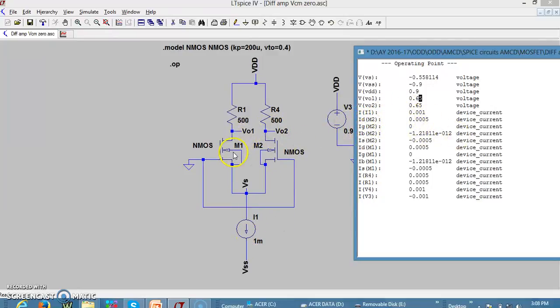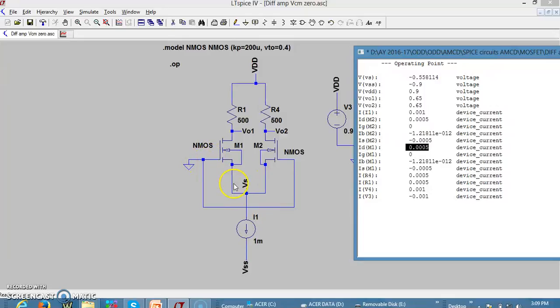You can see the current flowing through M1 and M2, that is the drain of M2 is 500 microampere, this is also 500 microampere, meaning that as long as the MOSFETs are in saturation, the current flowing through both the MOSFETs is half of the tail current. This way we can see that even without having a biasing resistor, the MOSFET is conducting because we have a minus 0.9 and plus 0.9. Even though this is grounded, 0 minus 0.9 over here is going to create a required voltage.